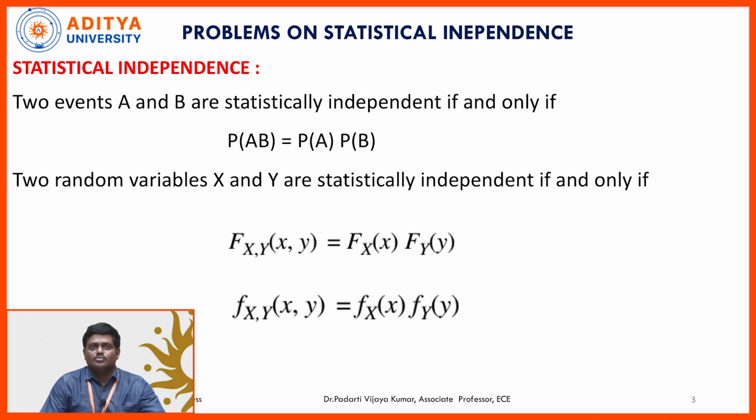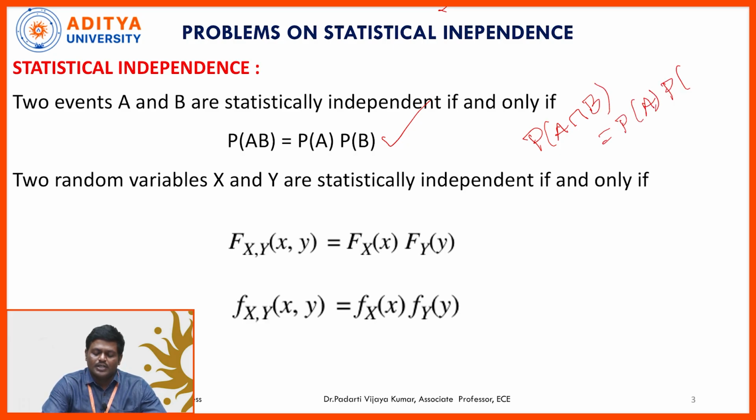We will recall what is meant by statistical independence. We have already defined statistical independence for events. Two events are said to be statistically independent if and only if P of A intersection B is equal to P of A into P of B. So, this is the condition we applied for events.